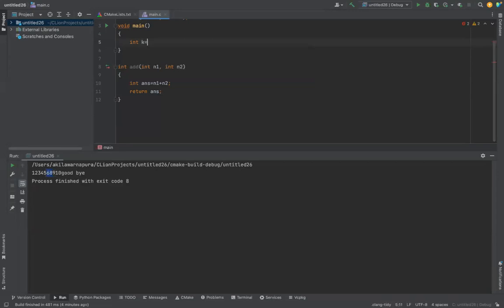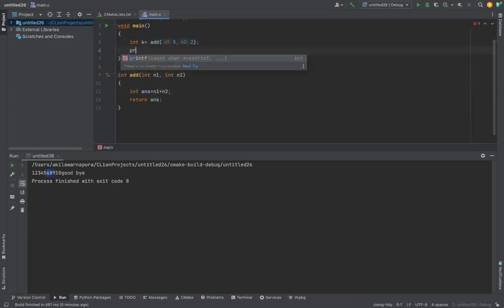int k is equal to, you can call this add function, add. You can pass two numbers, let's say 5 comma 2. That means here you are calling this add function with n1 as 5, n2 as 2. Then 5 plus 2 will be added, that means 7. 7 is the answer. That answer will be returned because the return type is int. The 7 will be returned. 7 is an integer. So the answer of the highlighted one is 7. That means 7 will be assigned to k.